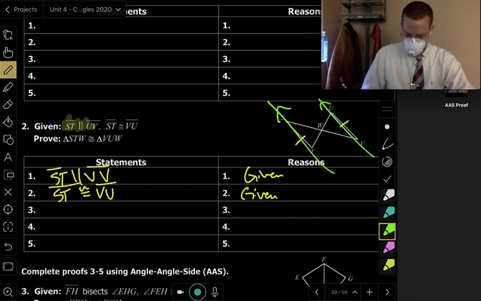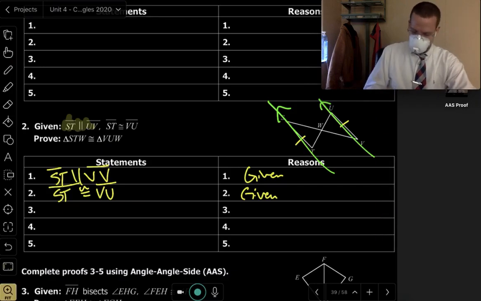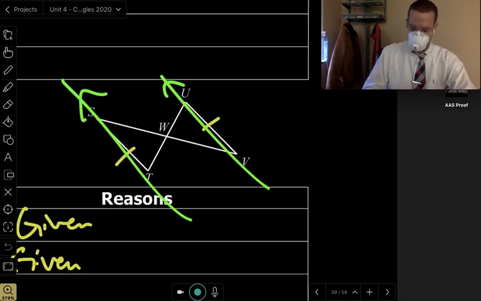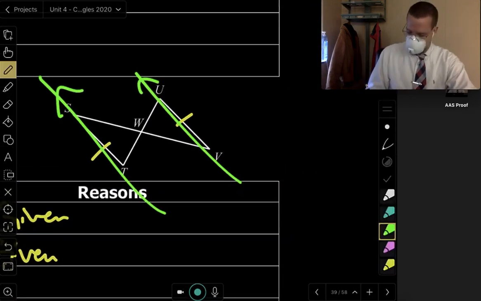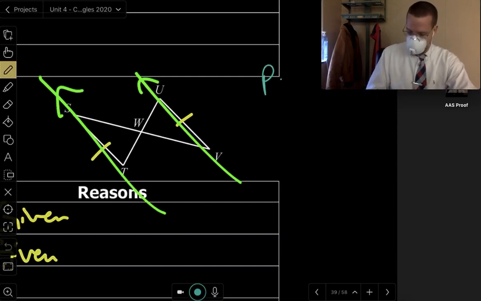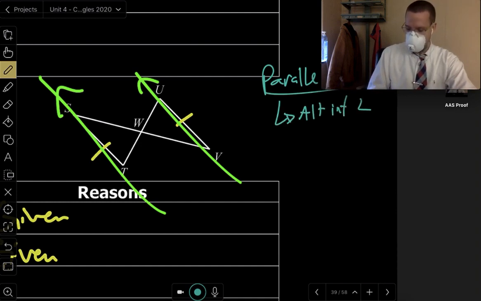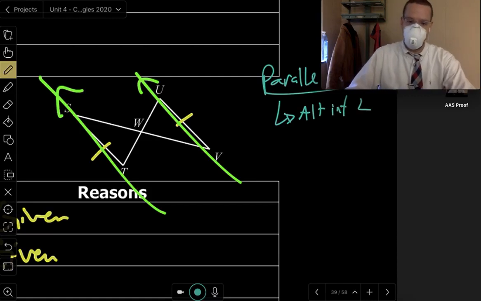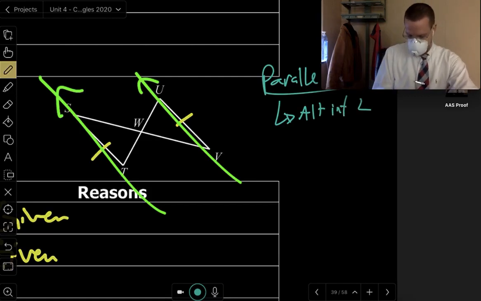So let me zoom in on my figure and see how we can think through this proof. So let's have a discussion. Well, what do I know? I have parallel. Whenever I have parallel, what do I think of? I think of alternating interior angles. So let's look. Let's see which one helps us.